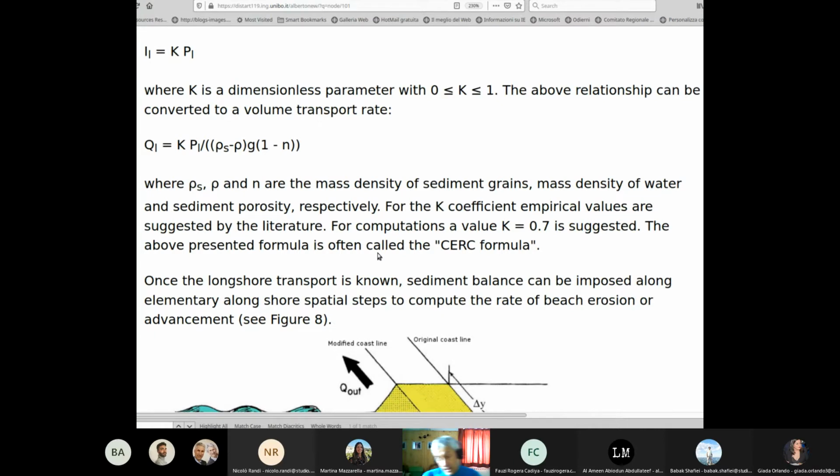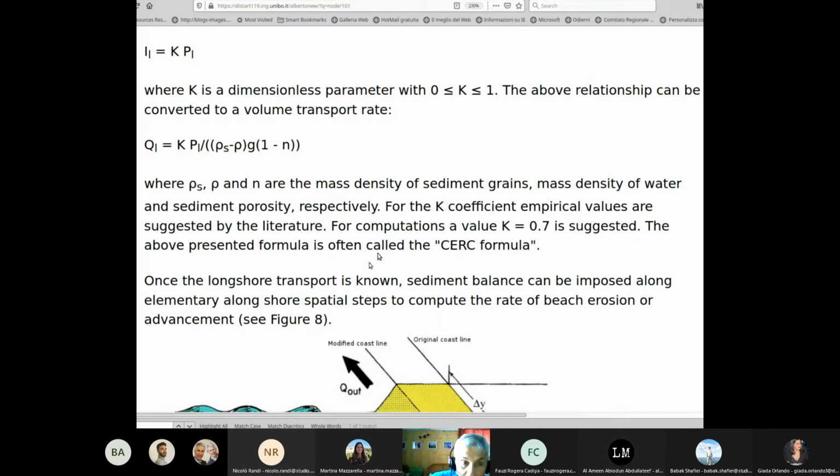So let's suppose that you can measure the height of the wave. You can measure the behavior of the waves, because maybe you have a monitoring system that allows you to get all the details about the waves. And let's suppose that you also have sediment traps that allow you to estimate the longshore sediment transport. Then you compare the value of the sediment transport rate estimated through the CERC formula with the observed values.